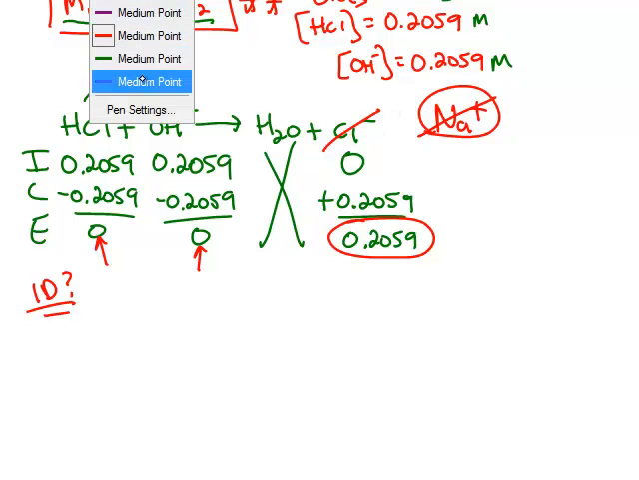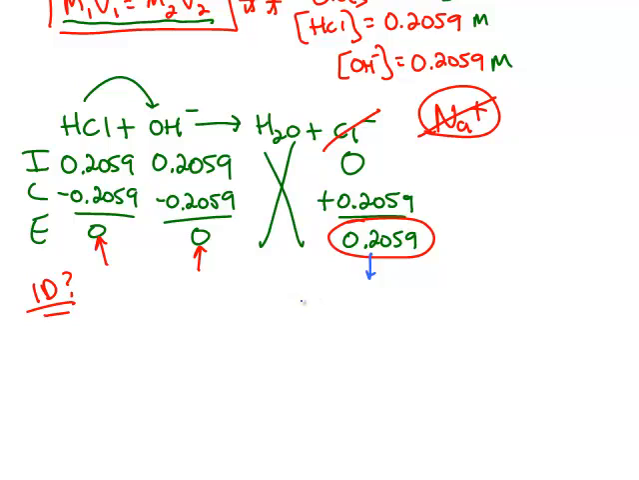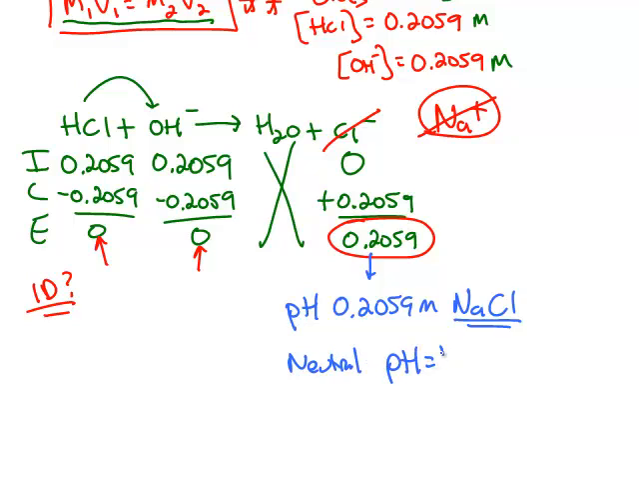So what we have here is, find the pH of 0.2059 molar sodium chloride, and we know from what we did previously, the cation of this salt doesn't react with water, the anion of this salt does not react with water. This salt is a neutral salt, and the pH is 7.